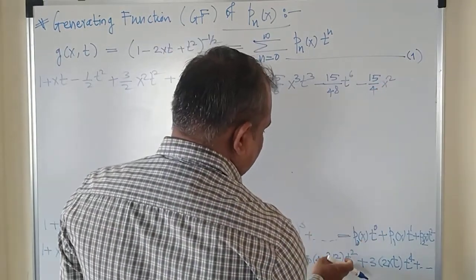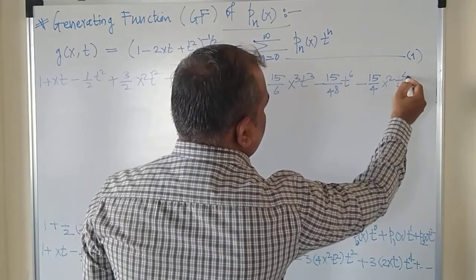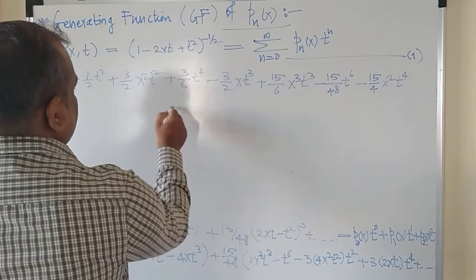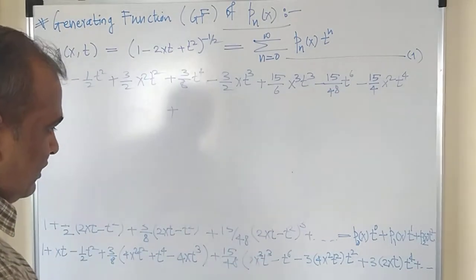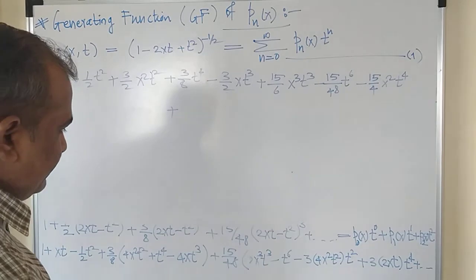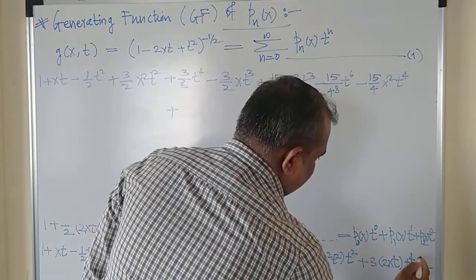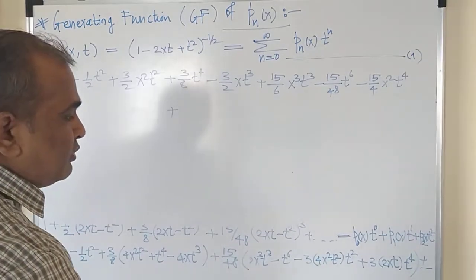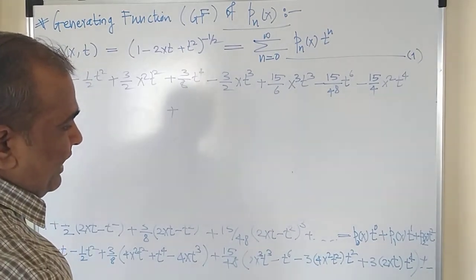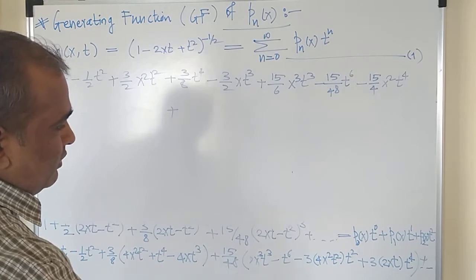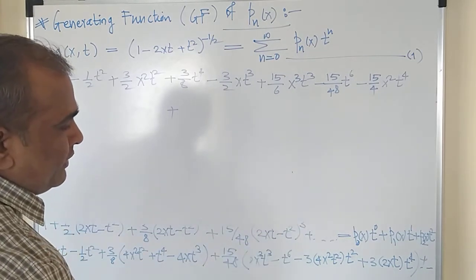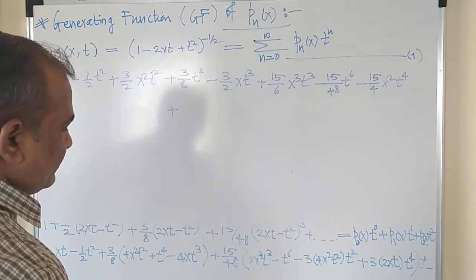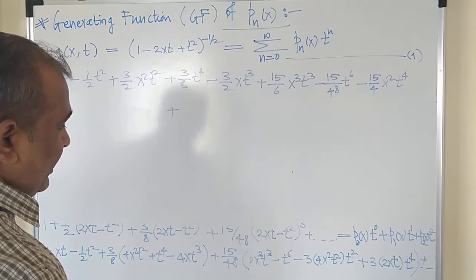Now this t square and this t square will become t raised to power 4, plus the last term, I should complete this bracket here, and then plus dot dot dot. 3 into 2 is 6 x t raised to power 5, t raised to power 4 and t raised to power 5, 6 x t raised to power 5. So 15 by 4 into 6 xt.